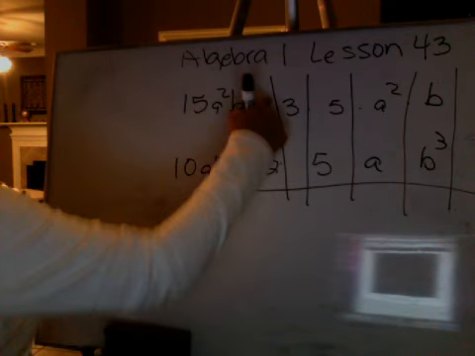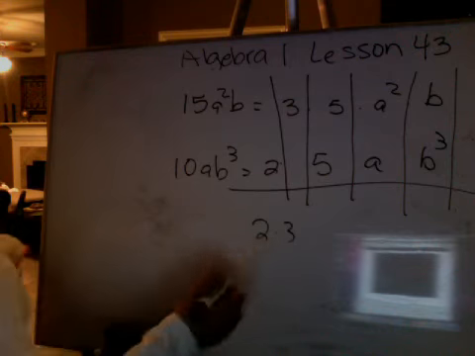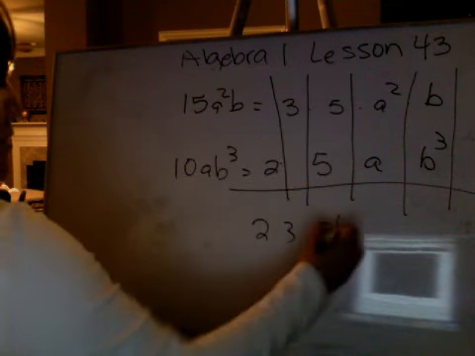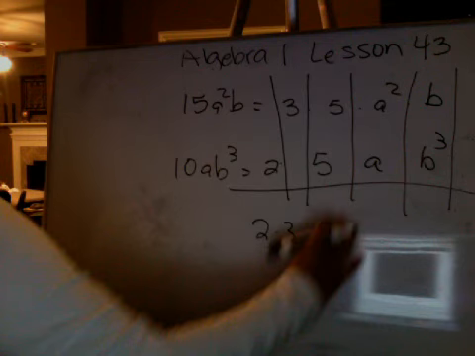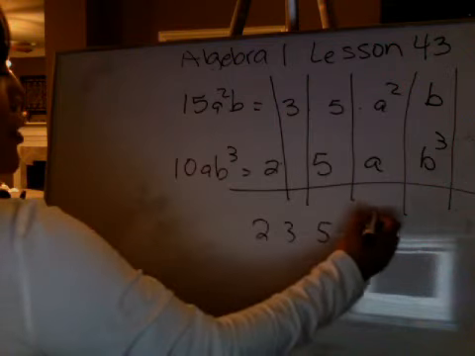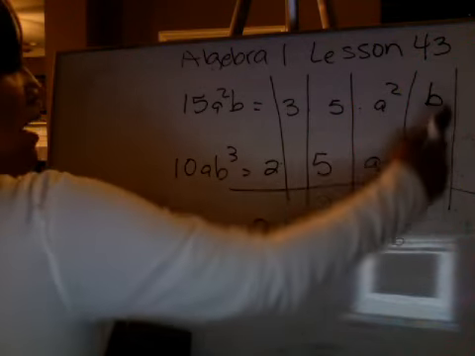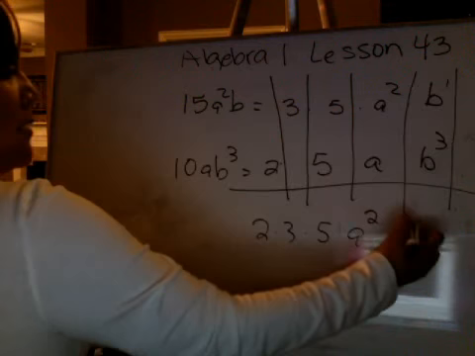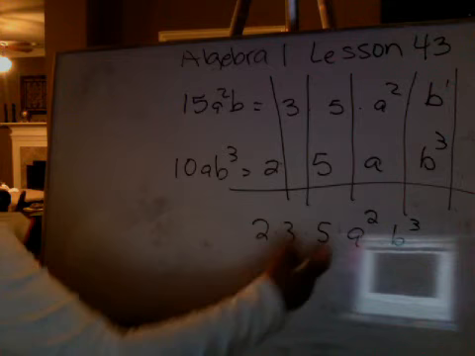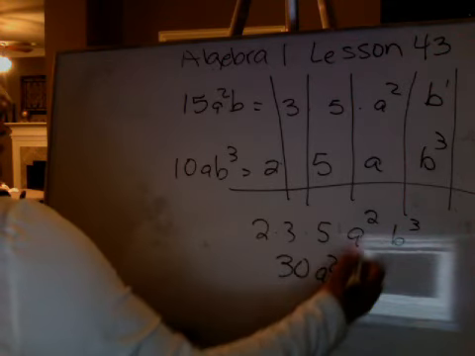I only have one 2, so I'm going to take that out. I only have one 3 to the first power, so I take that out. I have a 5 in each, so I'm going to take that out because they're both to the first power. Then here I have a base of a, but what's my highest power? It's 2, so that's what I'm taking out. Here, the base is b, and my powers are 1 and 3, so 3 is bigger. So I simply multiply 2 times 3 is 6 times 5, so my LCM is 30 a squared b cubed.